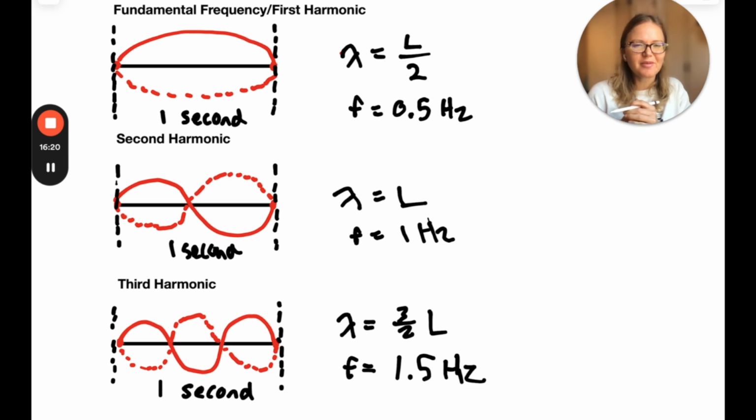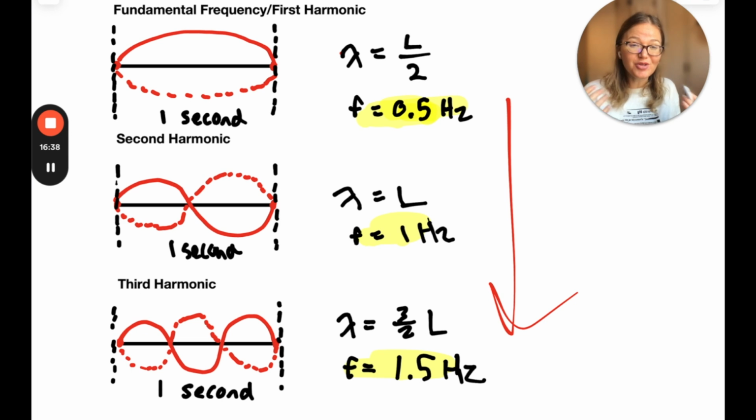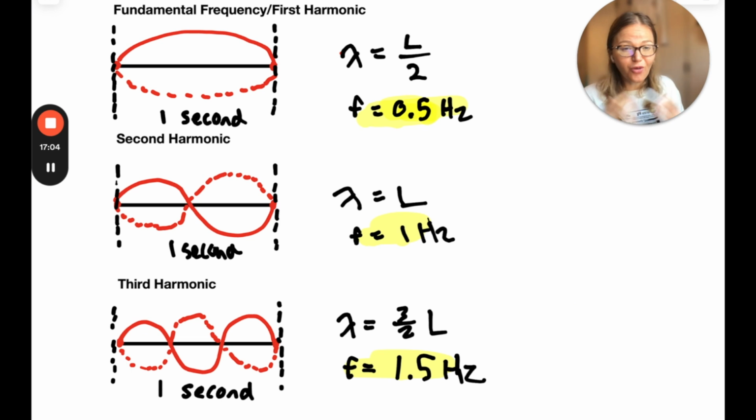Okay, so what do we notice about how our frequency changes as we increase harmonics? Well, we went from a frequency of 1/2 hertz to 1 hertz to 1.5 hertz. So as we increase our harmonics, we're increasing our frequency. We could calculate our period for each one, but based on the fact that we learned before that period and frequency are inverses, if frequency is increasing as we increase harmonics, then period is decreasing. Or in other words, the time it takes to complete a cycle is decreasing as we increase harmonics.